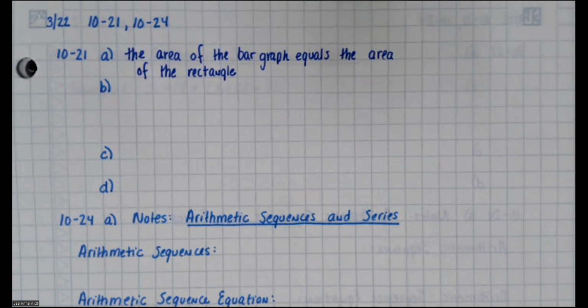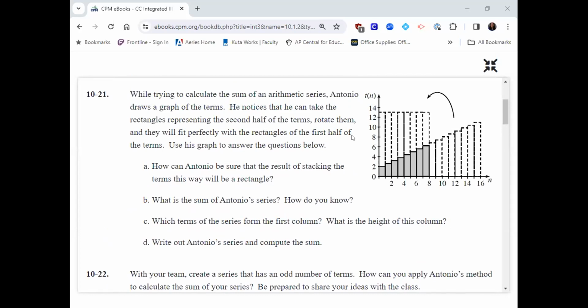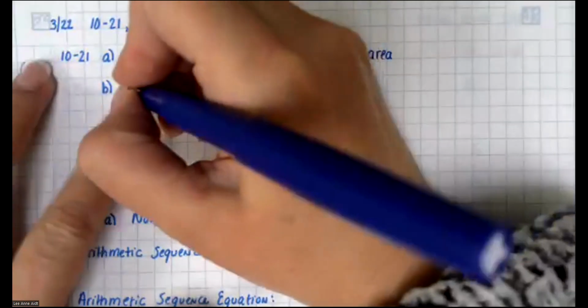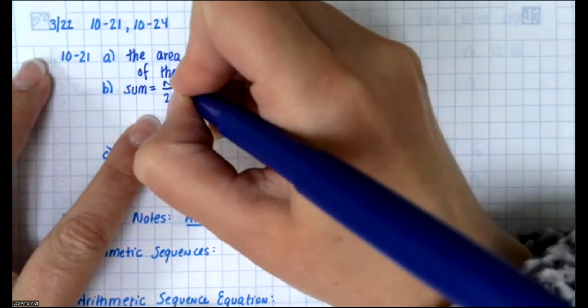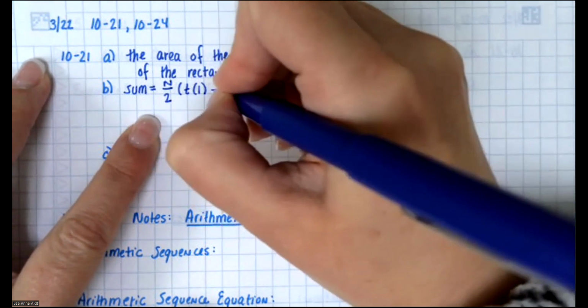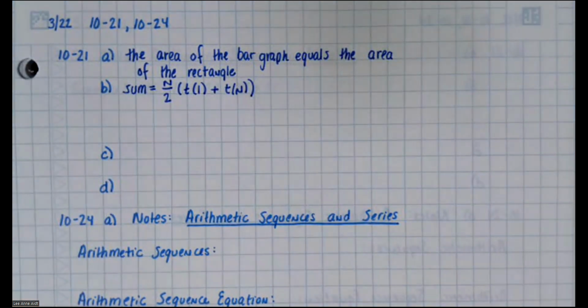Okay, B. What is the sum of Antonio's series? How do you know? Okay, so we're going to use the formula that we worked with yesterday. Let's write that down again. Sum equals n over 2 times first term plus last term. This is me trying to burrow this formula into your brain, so it'll be in there.